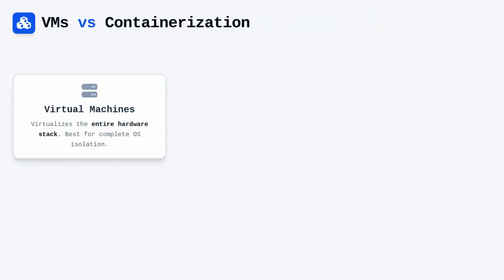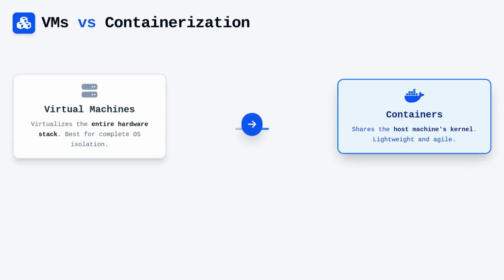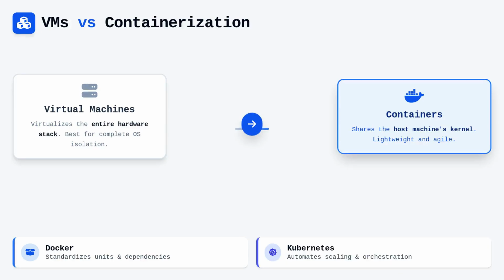While virtual machines were the gold standard for years, containerization has introduced a more lightweight alternative by sharing the host machine's kernel instead of virtualizing the entire hardware stack. Tools like Docker provide a streamlined way to package applications and their dependencies into a standardized unit, which eliminates the common issue where a piece of software works on a developer's machine but fails in production. Kubernetes manages these containers at scale, automating deployment, scaling, and the operational management of containerized applications across several nodes.